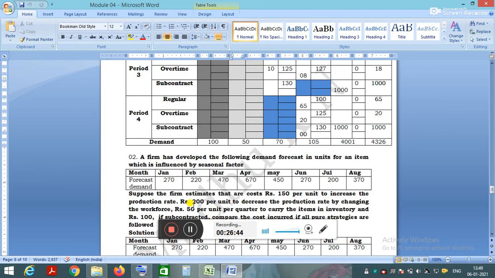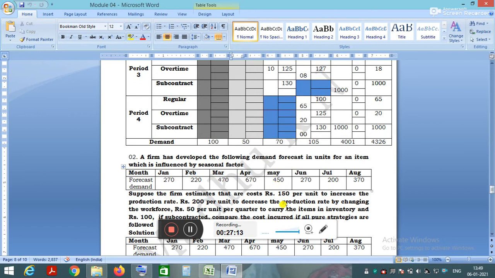By changing the workforce, how can this be done? This increase or decrease in the production rate is always done by varying the workforce. If they vary the workforce, the workers available to increase or decrease the production rate, it costs 150 rupees per unit to increase the production rate, and it costs 200 rupees per unit to decrease the production rate.